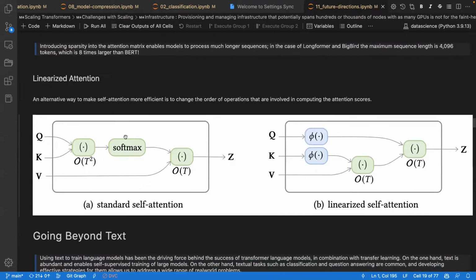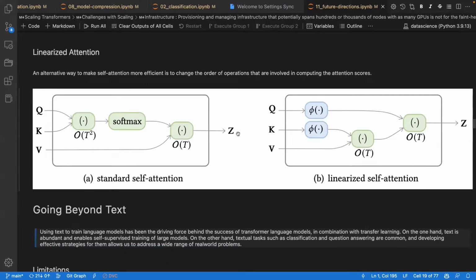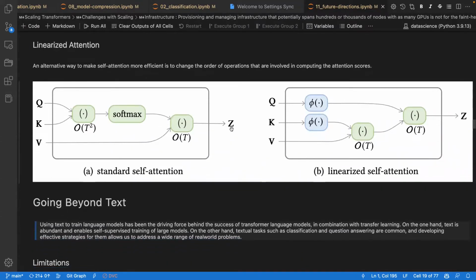They also discuss something called linearized attention, which is an alternative to make this operation more efficient. I don't understand this. Can anybody explain this one?